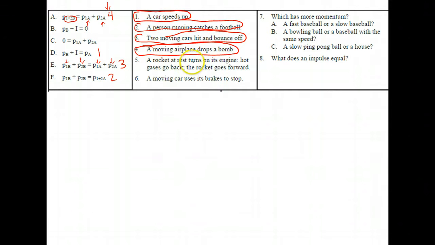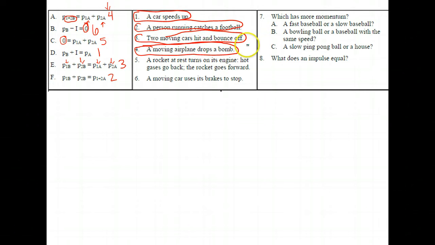Number 5, a rocket at rest turns on its engine. Hot gases go back, rocket goes forward. Okay, and so that would be C. And then that leaves B for 6. A moving car uses its brakes to stop, and we know the momentum afterwards would be 0. And then over here with that moving rocket, it started off at 0. It was at rest at the beginning, and then started moving there.